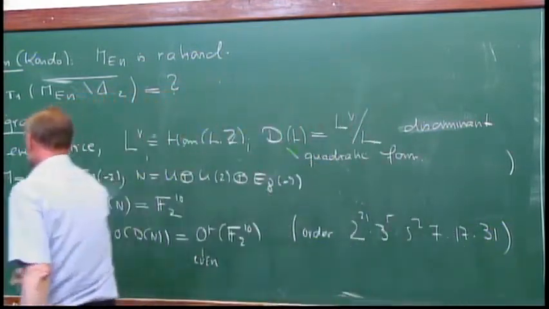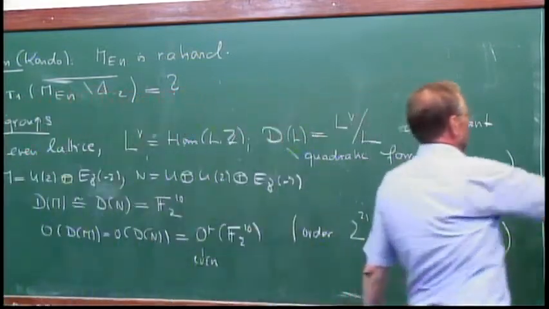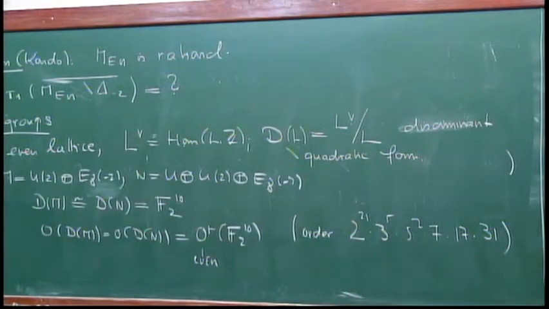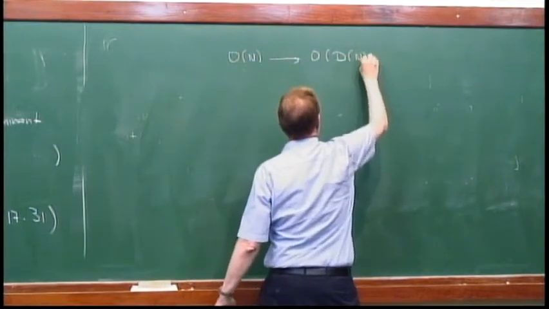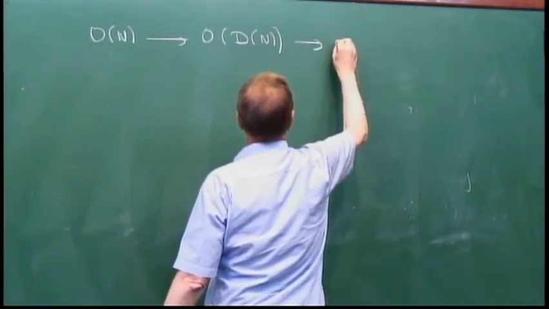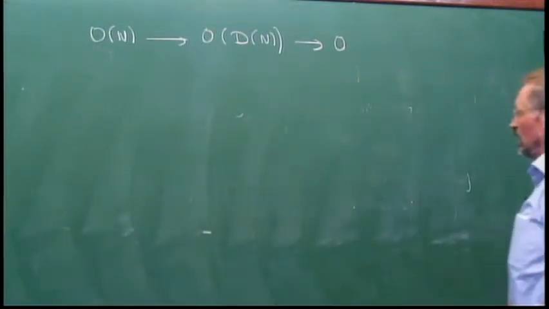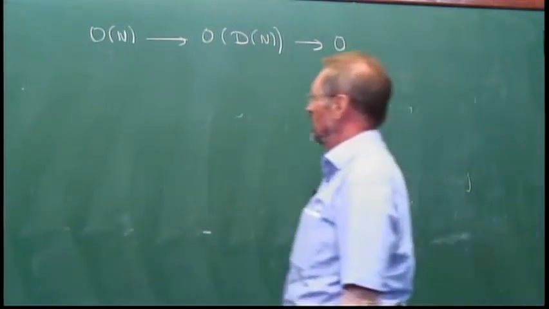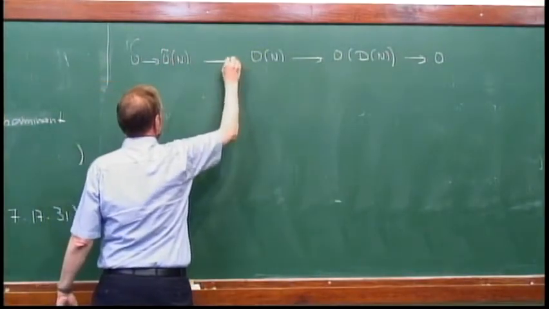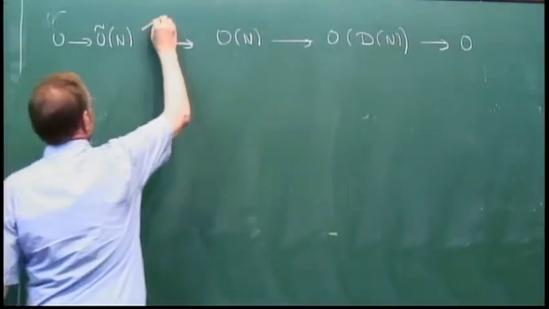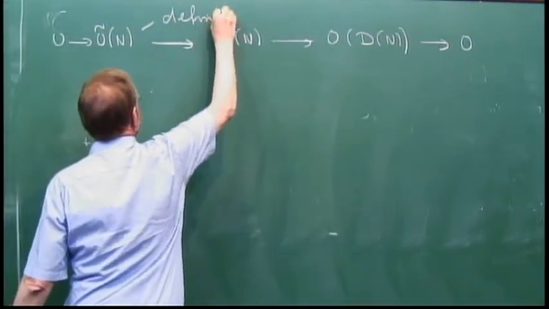And of course, we can project our group onto the orthogonal group of the discriminant. So we have our O_N. We can project it to here. And in this case, it turns out that this will be surjective. And then I can look at the kernel. So this O tilde n is defined as the kernel. This sequence is its definition.